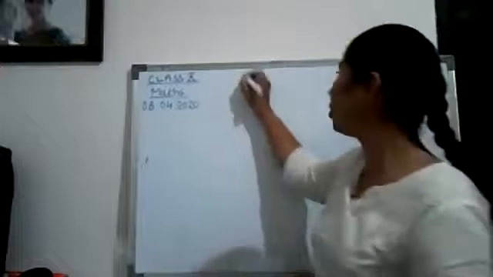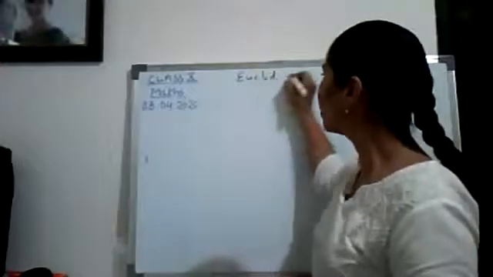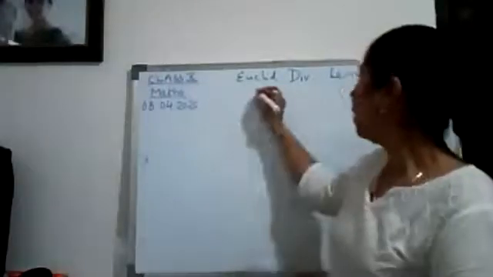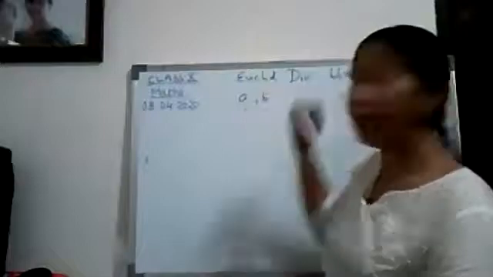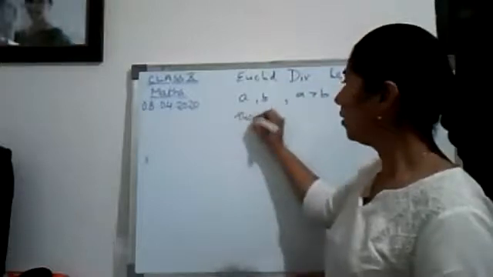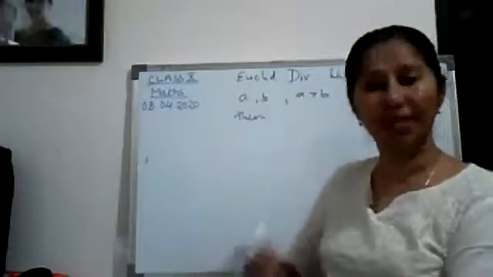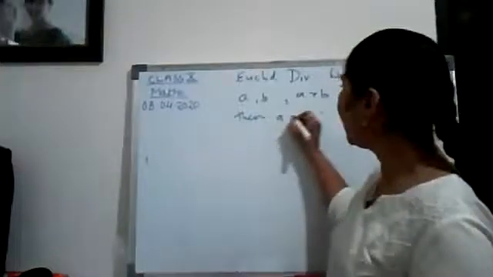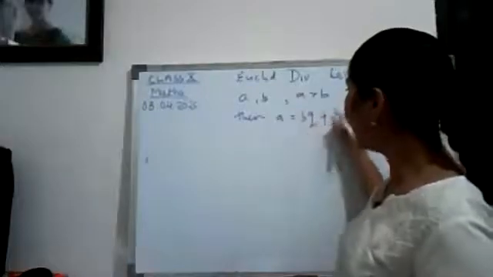Now look here. As you remember, we discussed Euclid's division lemma. What does it say? That if a and b are any positive integers such that a is greater than b, then there will be two numbers q and r that exist. That means there are two other positive integers such that we can write a is equal to bq plus r. And what is the condition for r? That is 0 less than or equal to r less than b.